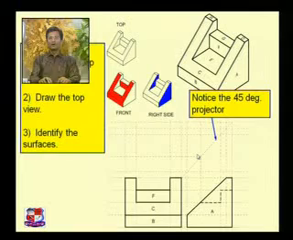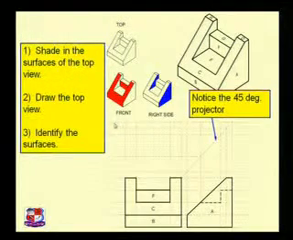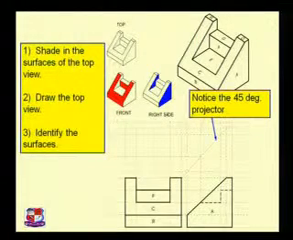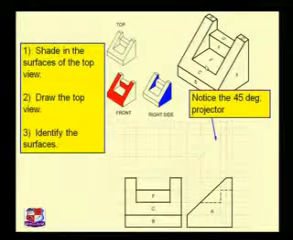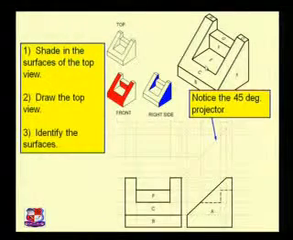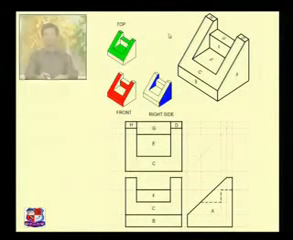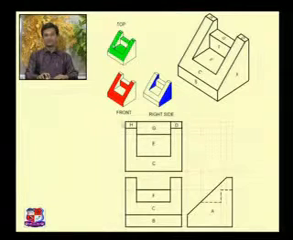Now to draw another view, shade in the surfaces of the top view. If we are looking from the top side, which face would be visible? Color that portion. Draw the top view, identify the surface. In the top view, you can see here, this green colored portion would be visible like this. This taper shape, portion E and portion G. Surface E and surface G would be visible if we look from the top side. Hence, its top view would appear like this. So this is the top view.